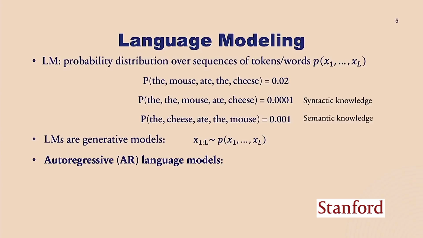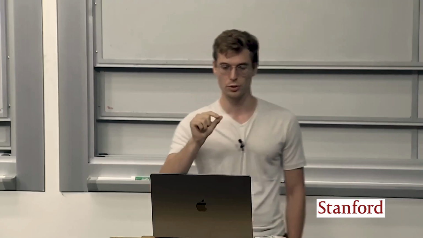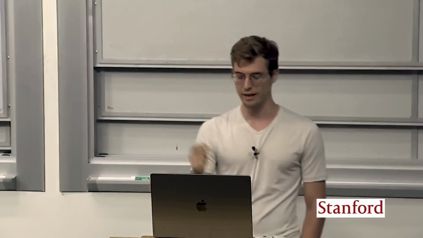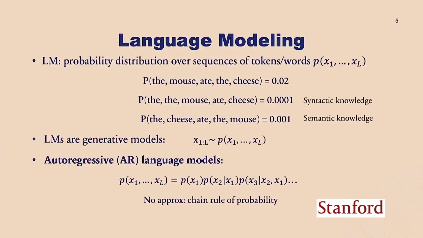The type of models that people are all currently using are what we call autoregressive language models. The key idea of autoregressive language models is that you take this distribution over words and you decompose it into the distribution of the first word, multiplied by the likelihood of the second word given the first word, multiplied by p of the third word given the first two words. There's no approximation here. This is just the chain rule of probability, which you hopefully all know about. Really no approximation. This is just one way of modeling a distribution.